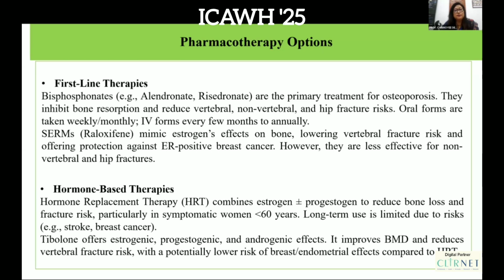The selective estrogen receptor modulators like raloxifene mimic the estrogen effect on bone, lowering vertebral fracture risks and offering protection against estrogen receptor positive breast cancer. However, they are less effective for non-vertebral and hip fractures.